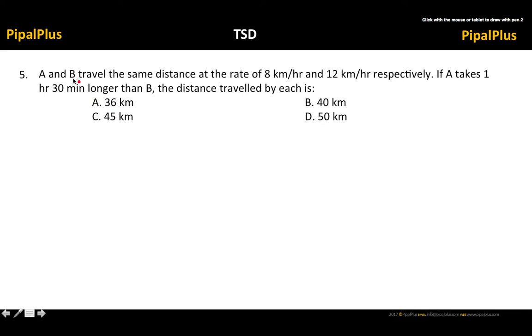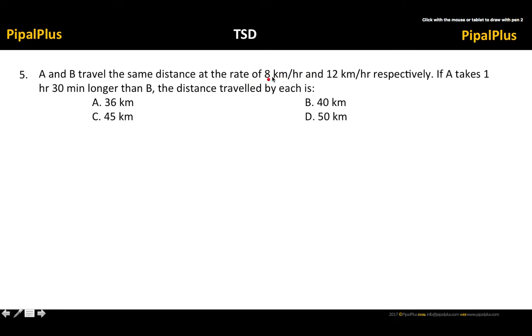Now let's read this question. It says A and B travel the same distance at the speed of 8 kilometers per hour and 12 kilometers per hour respectively. So A covers whatever distance at 8 kmph and B covers the same distance at 12 kmph. If A takes 1 hour 30 minutes longer than B to cover this distance, we have to find what this distance is. Okay. Now this is clearly for two people to be moving, right?